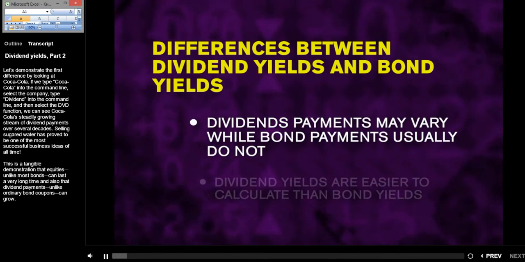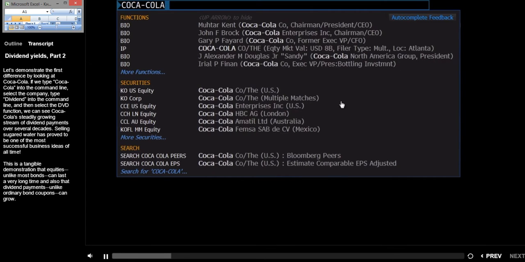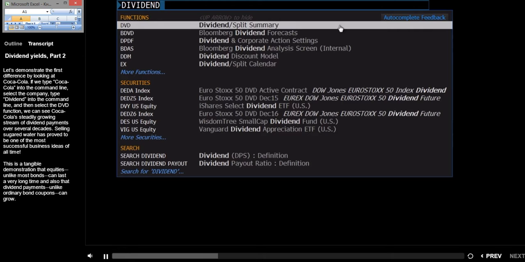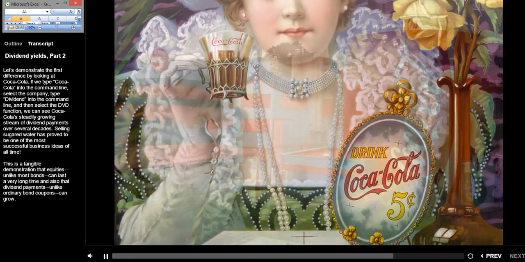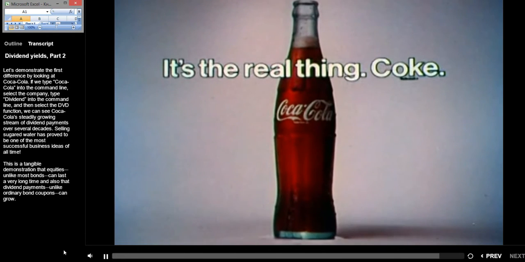Let's demonstrate the first difference by looking at Coca-Cola. If we type Coca-Cola into the command line, select the company, type dividend into the command line, and then select the DVD function, we can see Coca-Cola's steadily growing stream of dividend payments over several decades. Selling sugared water has proved to be one of the most successful business ideas of all time. This is a tangible demonstration that equities, unlike most bonds, can last a very long time, and also that dividend payments, unlike ordinary bond coupons, can grow.